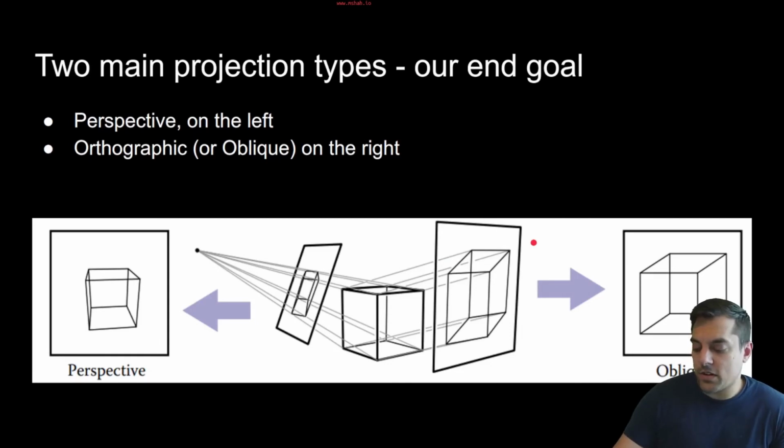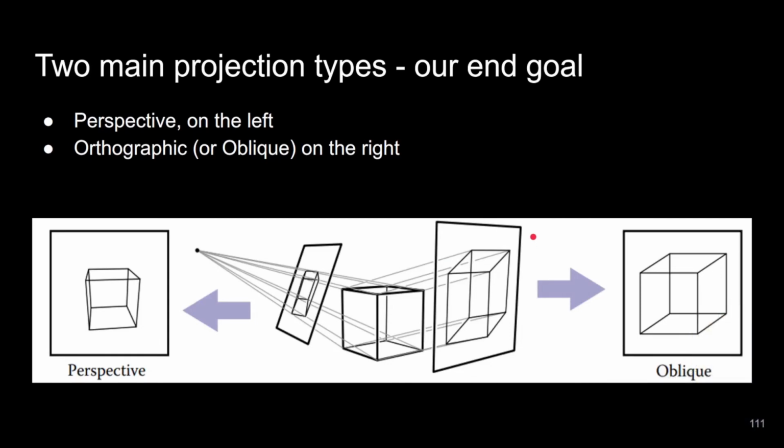Okay, now there are two main projection types. The one that I keep mentioning, perspective. This is how we view things in the real world, or roughly some sort of linear perspective. That means things that are further away appear smaller. And then there's also an oblique or orthographic projection, which regardless of how far away an object is, it appears the same distance.